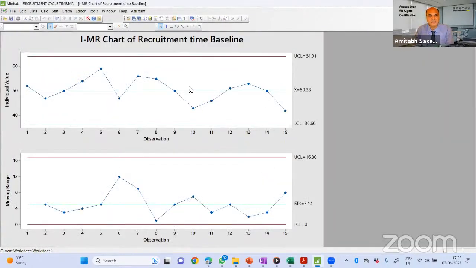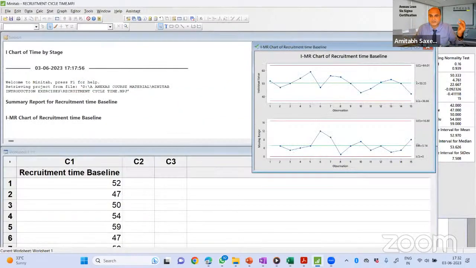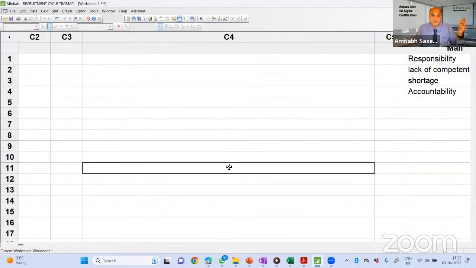So I can see that my lower control limit is 36 and upper control limit is 64. So my process is behaving between 36 days to 64 days, plus minus 3 times standard deviation. That's how my process is behaving. And this is my current status. And I would like to reduce it further. The idea would be to improve the process.